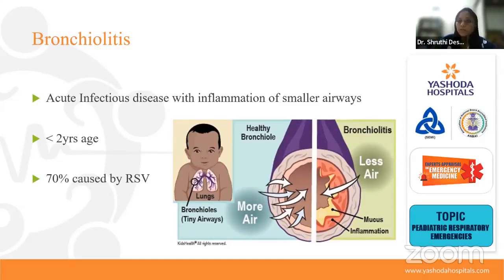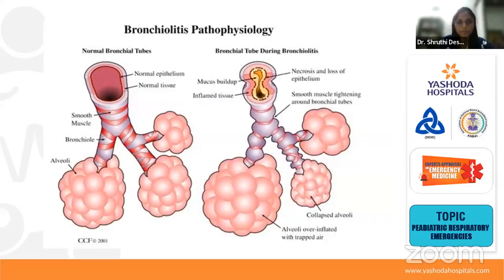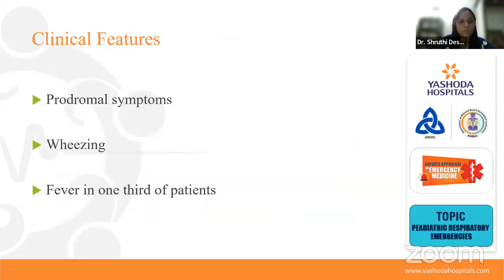It's an acute infectious disease with inflammation of the smaller airways. Here, the bronchioles are involved. It typically occurs in the age group of less than 2 years and is most commonly caused by respiratory syncytial virus. Because of the necrosis and loss of epithelium, there will be peribronchial inflammation and increased secretions in the bronchioles, causing collapse of the alveoli. The clinical features include prodromal symptoms like rhinorrhea and coughing; wheezing is present, and fever might be present in one third of the patients. The most important sign is wheezing and rhinorrhea.